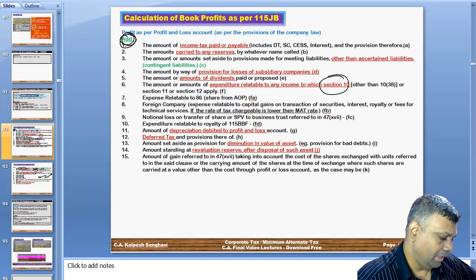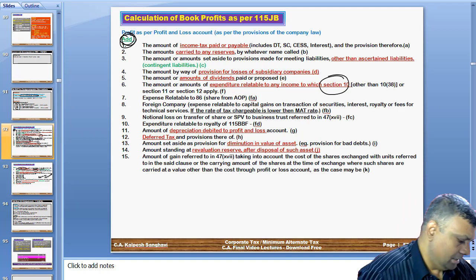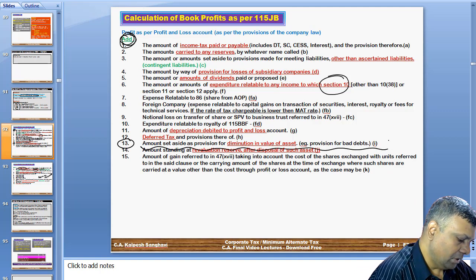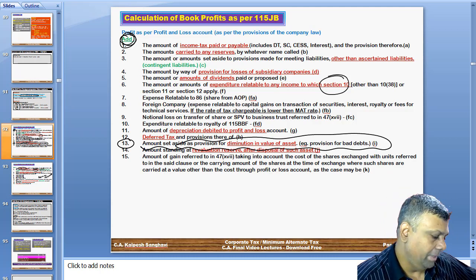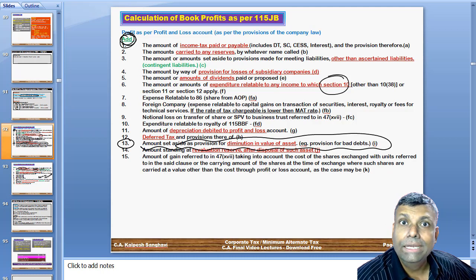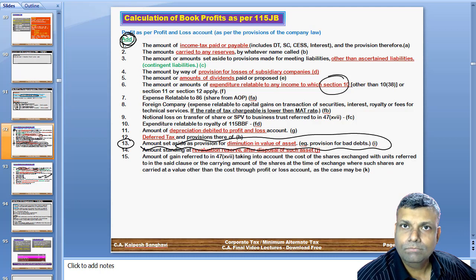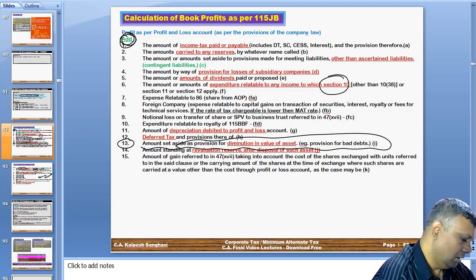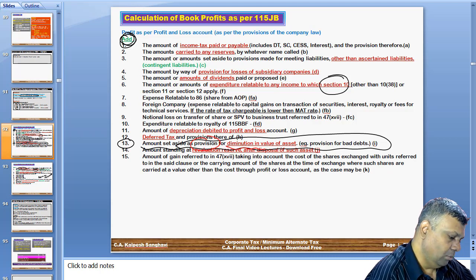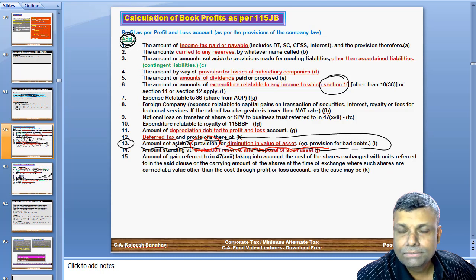Come to that, add points and this point: amount set aside for the provision for the diminution in the value of the assets. I repeat, amount set aside for the provision for the diminution in the value of the assets. Here, a little bit of extra attention is required, because this particular entry, which is provided by the law, is the provision for the diminution in the value of the asset.